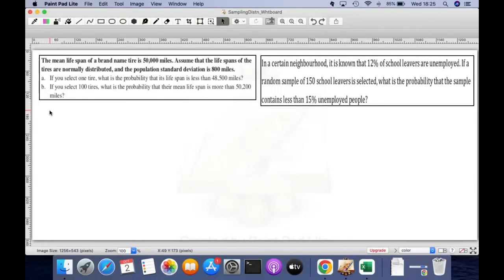Okay, so I'll read the question out to you. It says the mean lifespan of a brand name tire is 50,000 miles. Assume that the lifespan of tires are normally distributed and the population standard deviation is 800 miles. So just forgive me, this problem is actually probably an American-based problem because we're dealing with miles, but if it was kilometers, it's the same thing. It doesn't change anything. All right, so maybe just ignore the miles for a second. You could pretend it's kilometers. It's not going to change how we solve this problem.